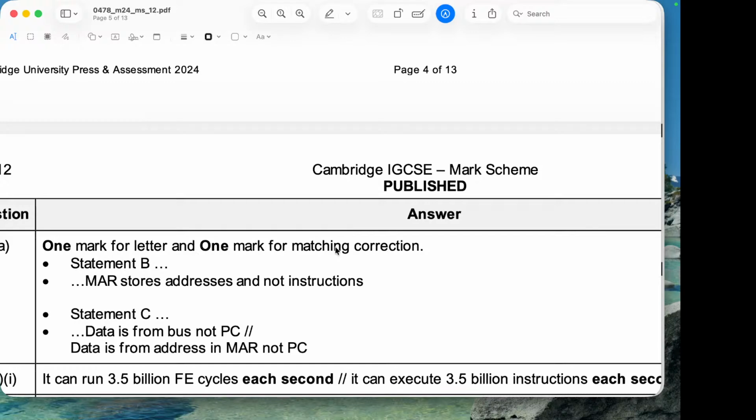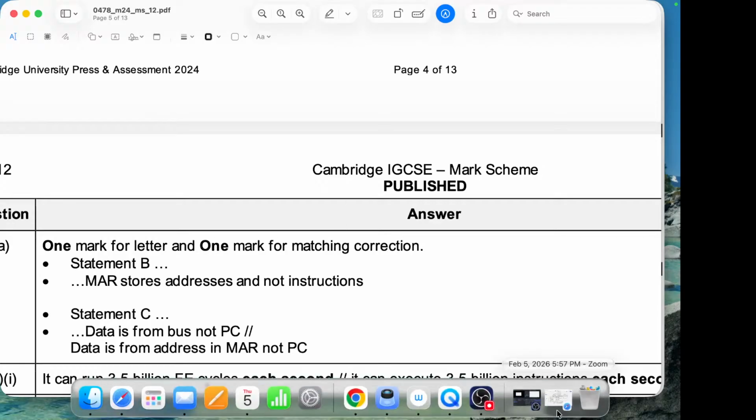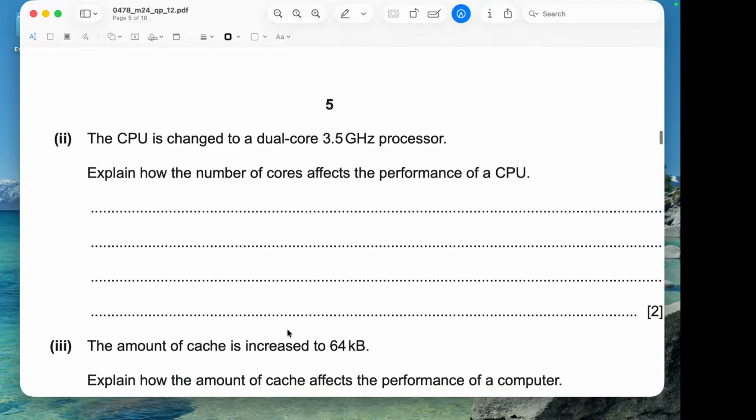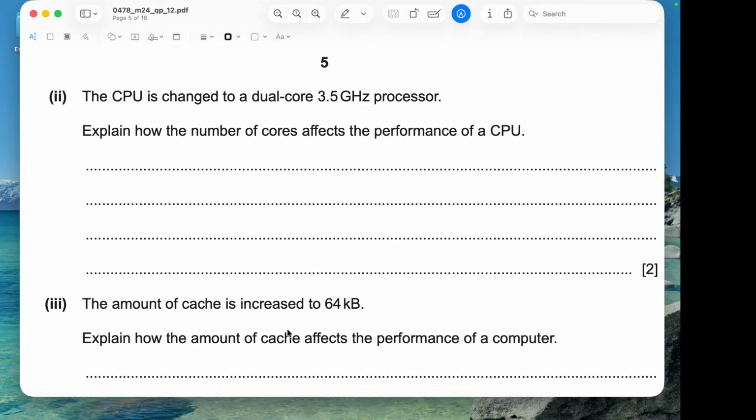Yeah, brilliant. Excellent. Yeah, good. Okay, next question then. I got a bit longer. So the CPU is changed to a dual core 3.5 gigahertz processor. Explain how the number of cores affect the performance of the CPU.